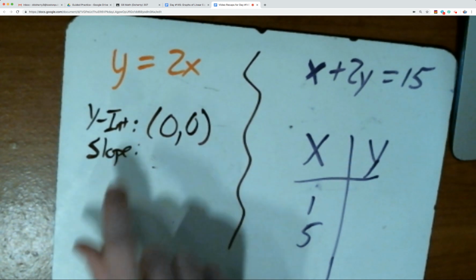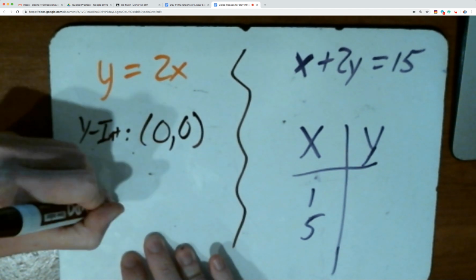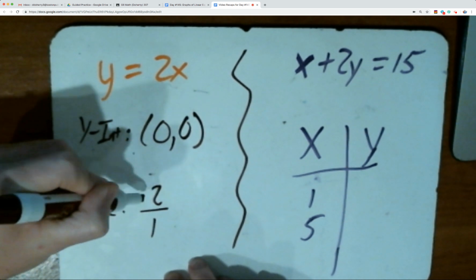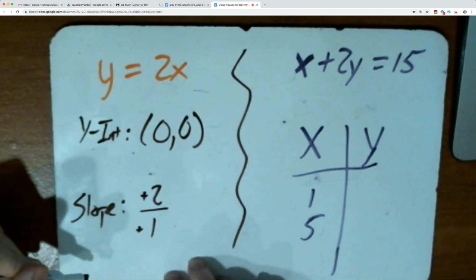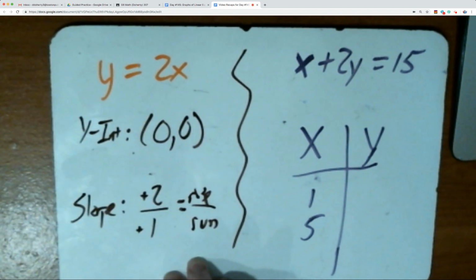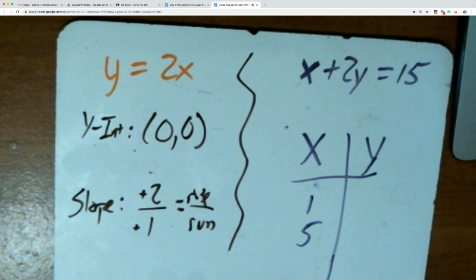The slope is positive 2, which means every time x increases by 1, the y value is going to gain 2 units. So rise over run, a slope of 2 over 1. This is a pretty easy equation to graph at this point if you've been working on them.